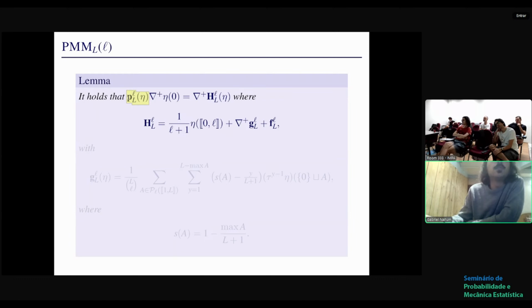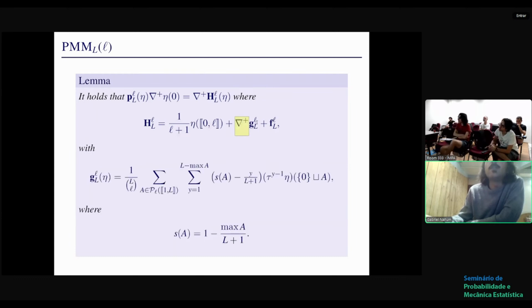So this satisfies the gradient property, where this h function is composed by 3 terms. We have this term here, which is the dominating term, and it will give the exponent that we want. We have this gradient term here and this f term. Because of this gradient, we can see that this whole thing here is a remainder term that will not be seen in the scaling limit.